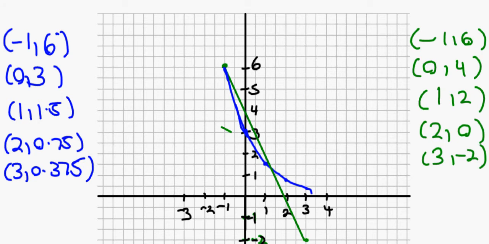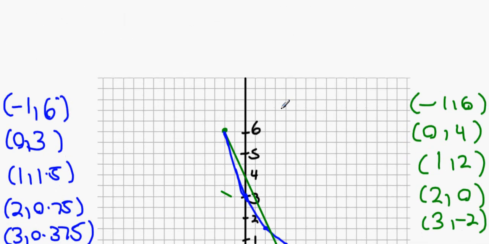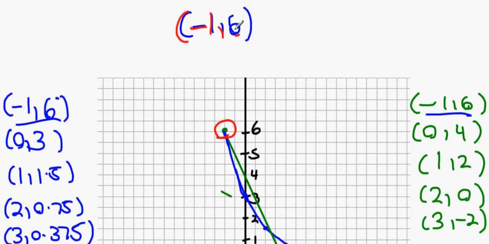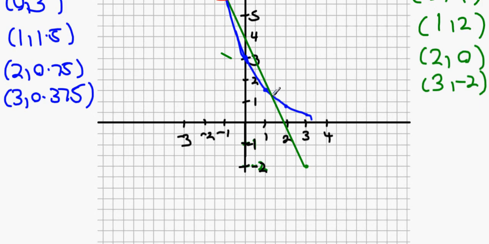Okay, so our question then asks, from the graph, estimate the points of intersection of f and g. So find out where they both intersect each other. Well, what's a no-brainer about their intersection? The first intersection point is -1, 6 because they both cut at the same point. So -1, 6. Now the second intersection point, we see that it happens around here. So this is going to be about 1.25, 1.25.